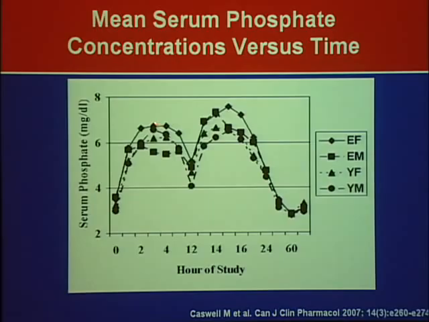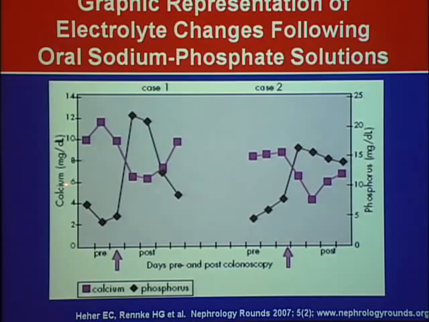Here's an example of four patients that got the regular oral phosphate, and this is their serum phosphate. It climbed to 7, went back down with the second dose at 4, and went back up again during this 60-hour study.